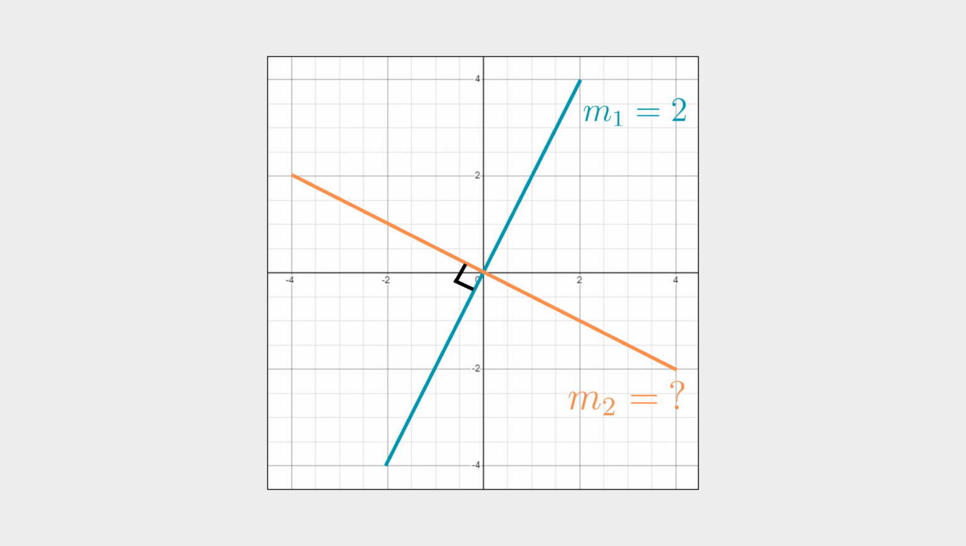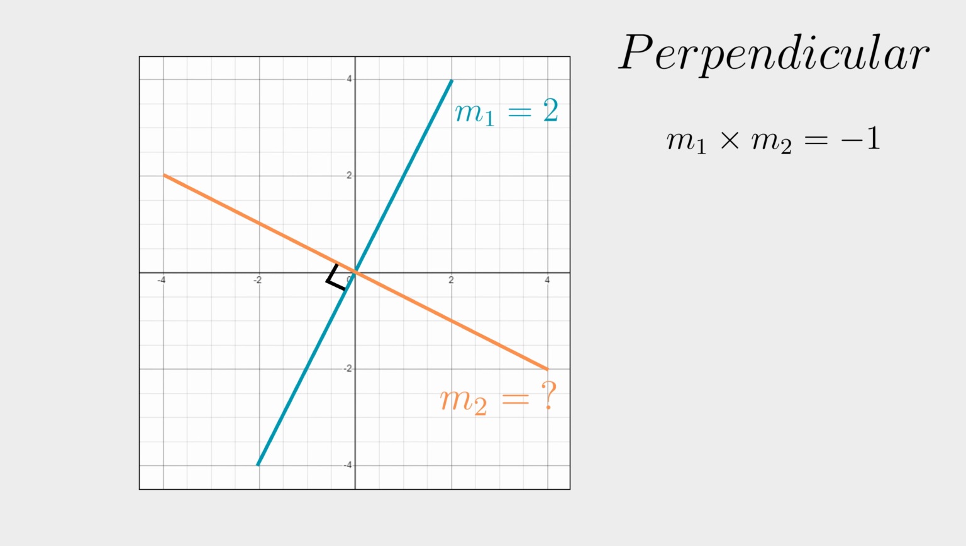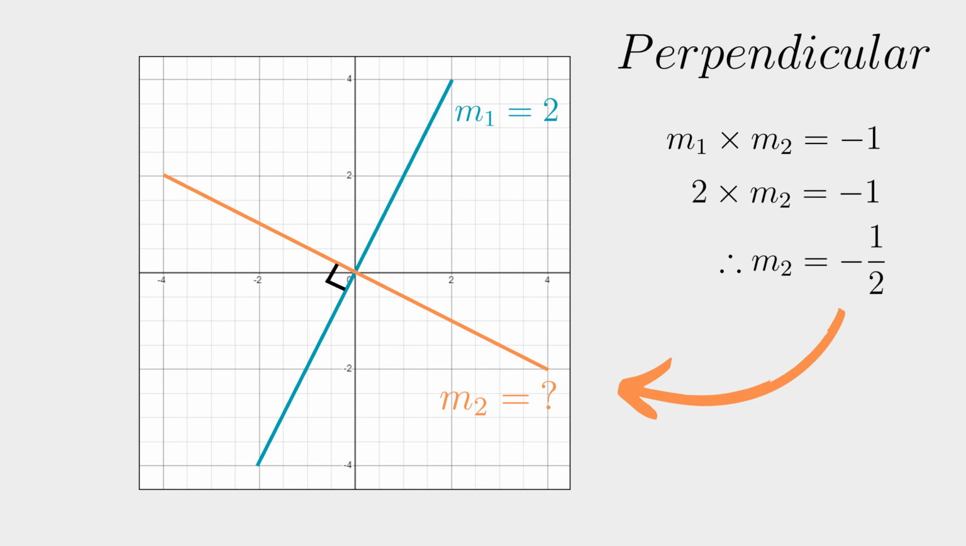When you want to find a perpendicular line's gradient, you have to know this formula. The product of the two perpendicular gradients should be equal to -1. So here we want to find the perpendicular gradient of the other gradient, which is 2. Substitute 2 into this formula, then divide both sides by 2 to isolate the m2 gradient, and then you get your answer. The perpendicular gradient of the orange line is -1/2.